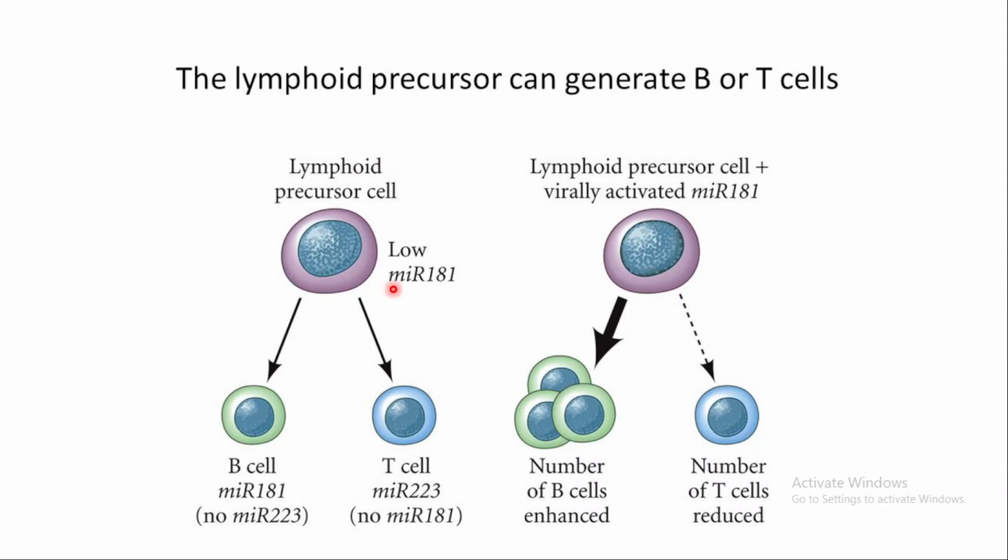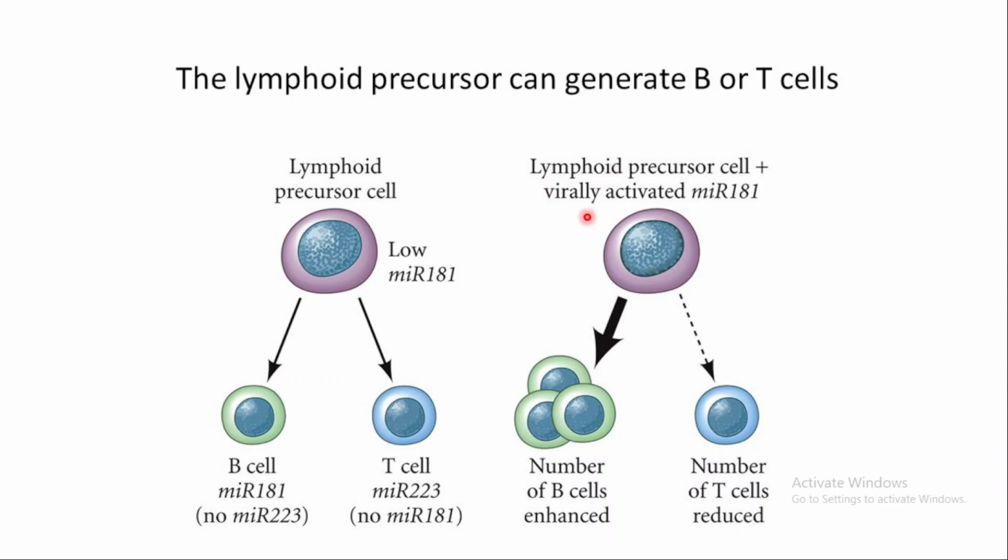So lymphoid precursor cell, low MIR 181. When the level of microRNA 181 is low, it can generate B cells with MIR 181 and T cells with MIR 223, no MIR 181. So in the absence of MIR 181, MIR 223 will produce T cells, and no MIR 223 will produce B cells. So when MIR 181 is low, equal amounts of B and T cells can be produced from the lymphoid precursor.